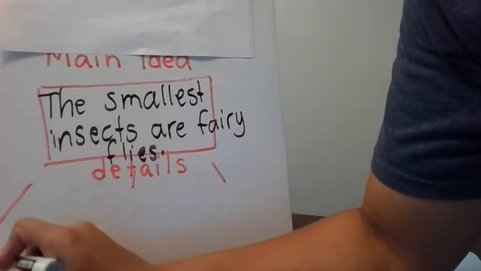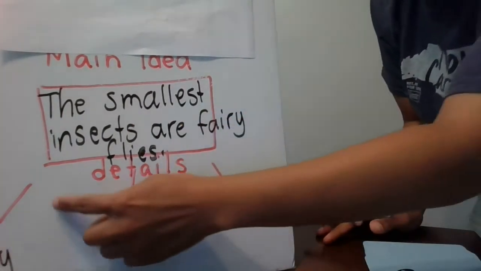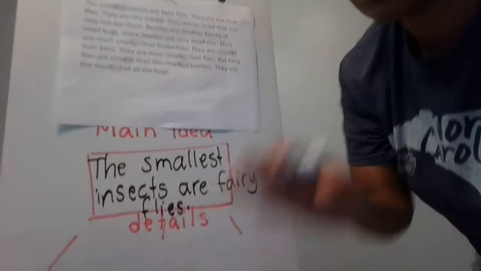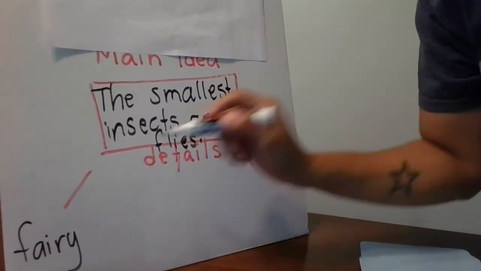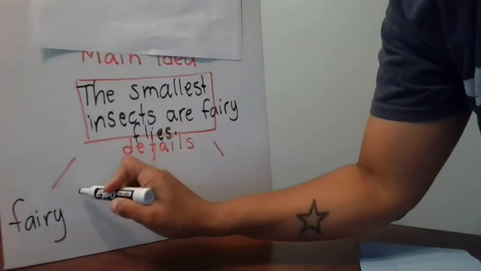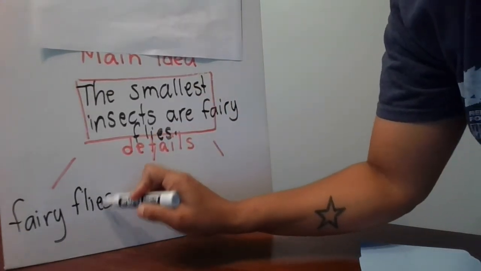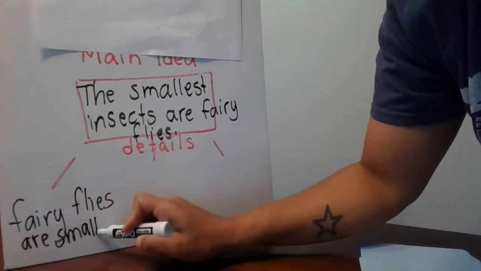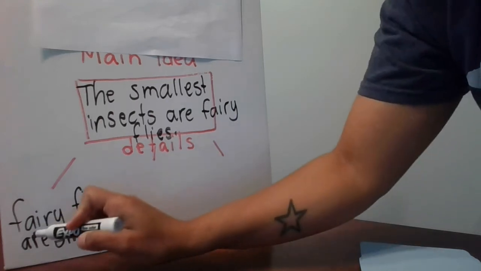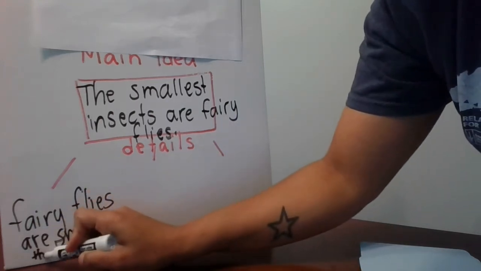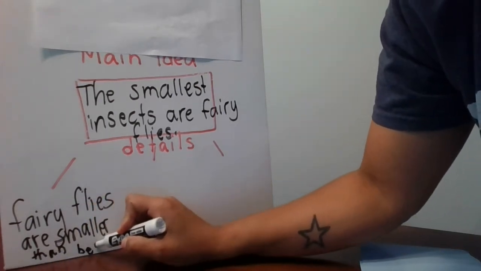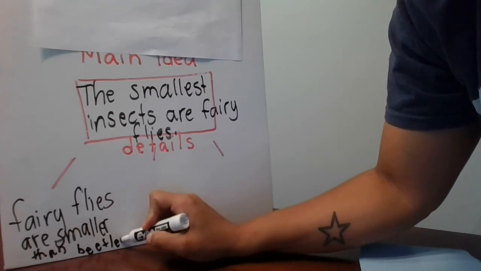Because remember, our supporting details, and we've talked about this, these supporting details are all examples or facts that make my main idea true. Let me get you so you're in the shot here. There we go. Fairy flies are smaller than beetles. And I'm going to squeeze that in. And like I said, if you'd like to copy this chart, you're more than welcome to. If not, you can just follow along.